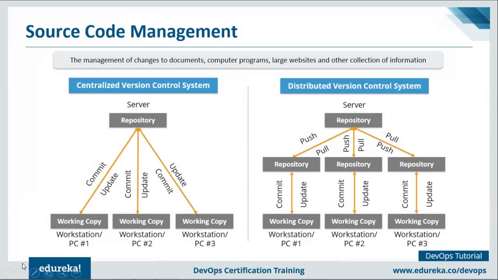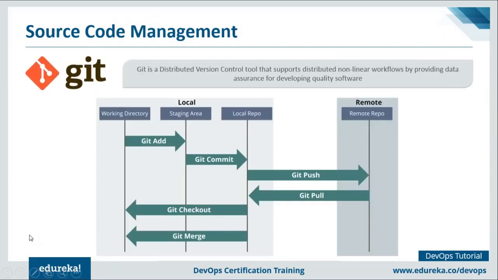For now, I'll move forward and we're going to focus on a source code management tool, a distributed version control tool that is called Git. Now, before I move forward, guys, let me make this clear. When I say version control or source code management, it's one and the same thing. Let's talk about Git now.